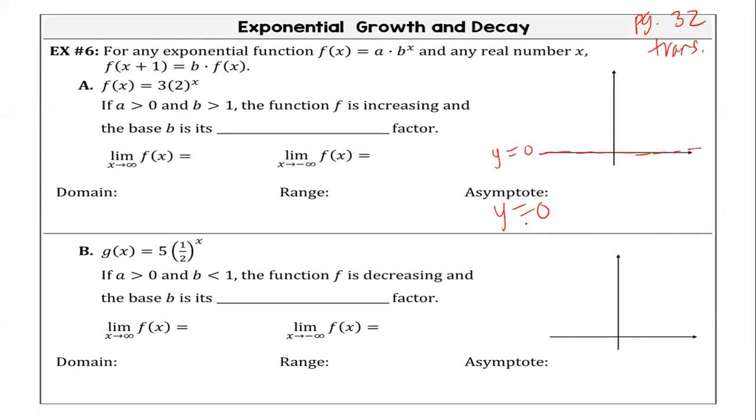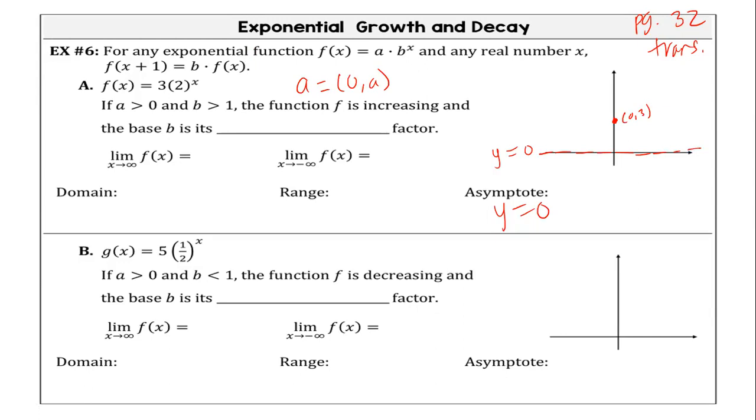Okay, the next part is when you're graphing to understand that your y-intercept comes from your a value. Your a equals (0, a). So I'm going to go to 0. In this case, it's going to be marked as 3, right? (0, 3).